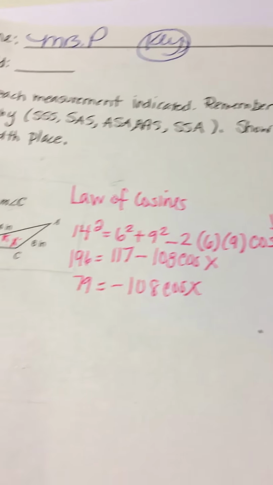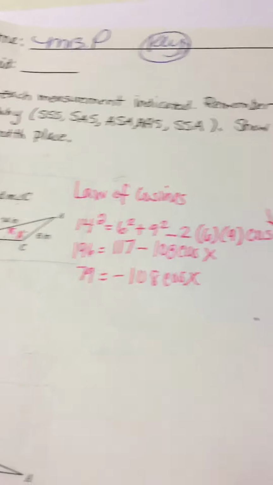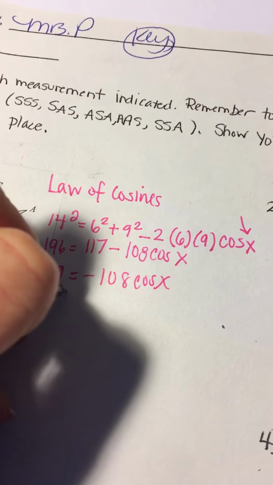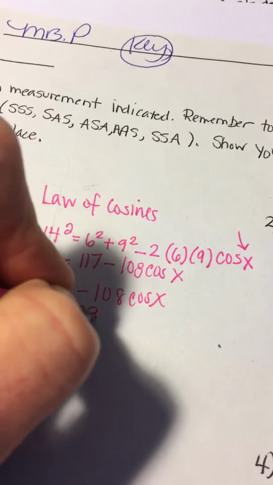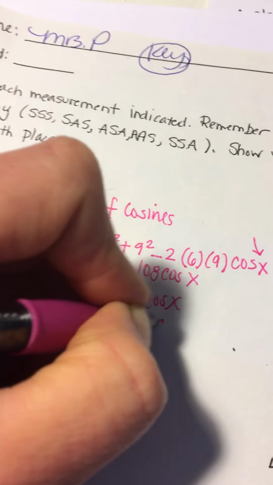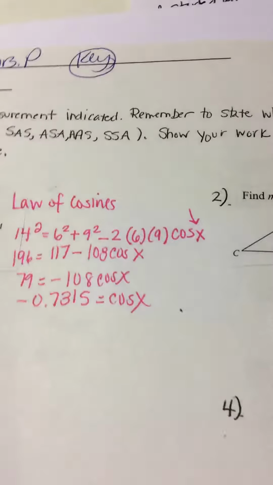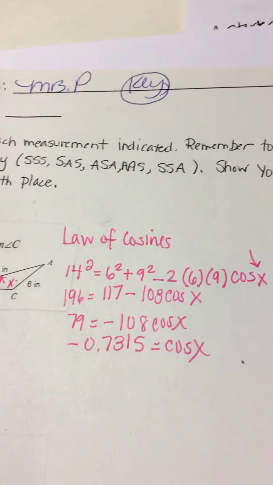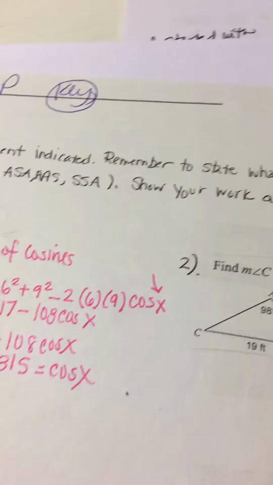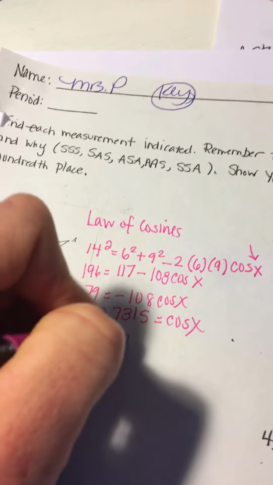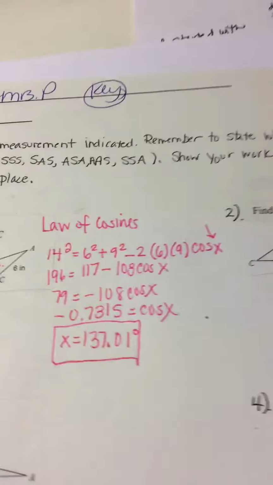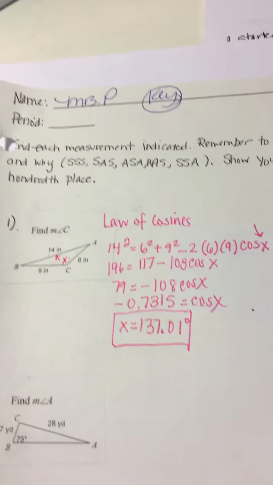Divide both sides by negative 108, so you get negative 0.7315 equals cosine of X. And then take inverse cosine of negative 0.7315. I rounded there. And I get 137.01 degrees. And again, depending on when you round and how you round, that definitely makes a big difference.